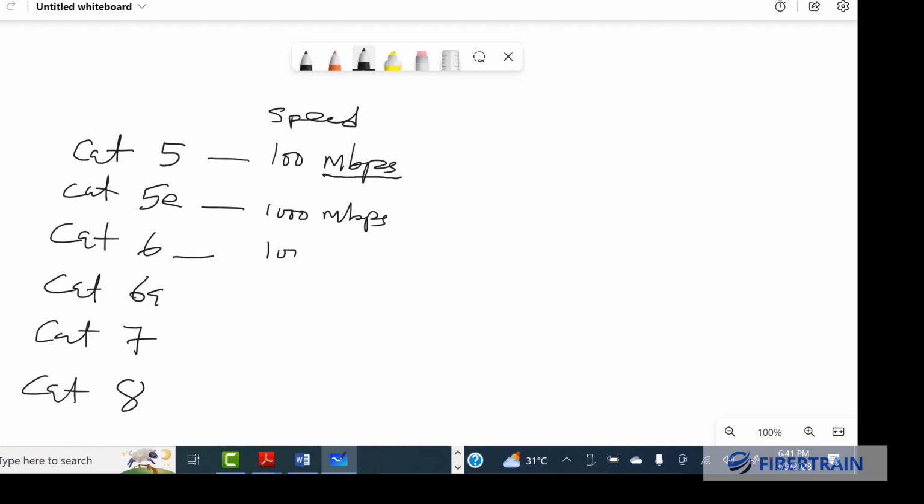Cat6 is also 1,000 megabits per second. Cat6a is also 1,000 megabits per second. The difference between Cat6 and Cat6a is that in terms of distance, Cat6a doesn't go up to 100 meters, right? So in terms of distance, these go 100 meters, but Cat6a travels only 55 meters, though it is also 1,000 megabits per second.